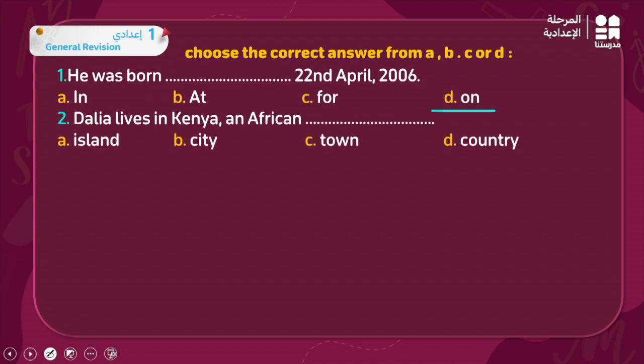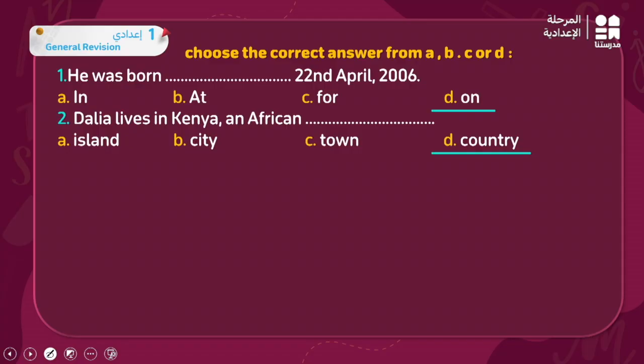So here, number 2. Dalia lives in Kenya, an African space: island, city, town, or country. Kenya is an African country. The country is the biggest one, the country itself. Then comes the city and after that the town. City and town both mean cities, but the city is bigger than the town. Country is the biggest. Island means a place surrounded by water.